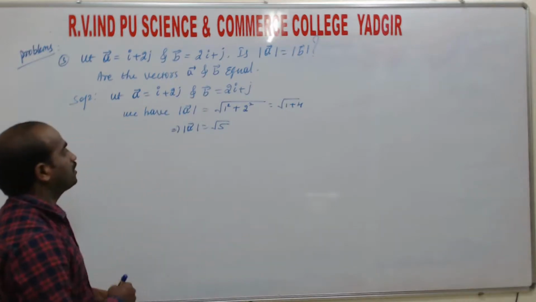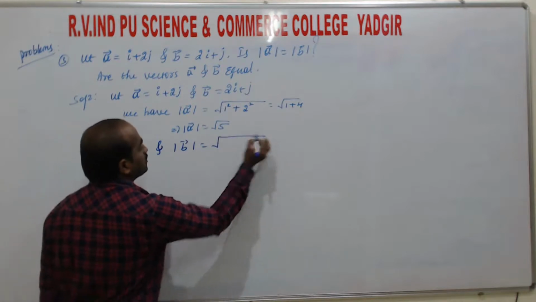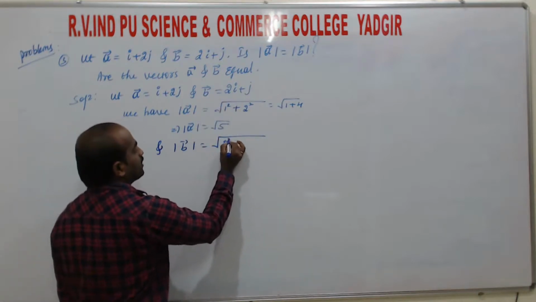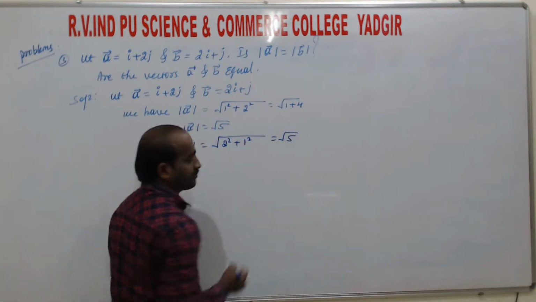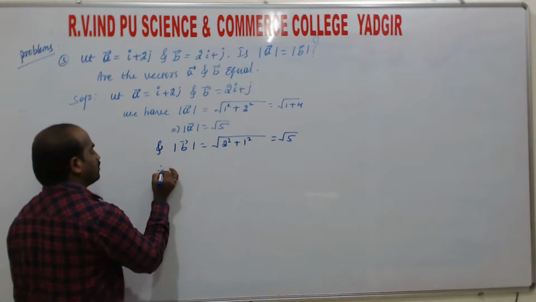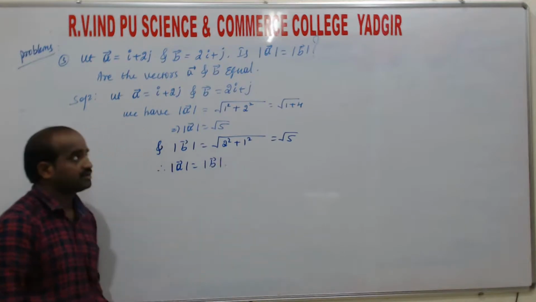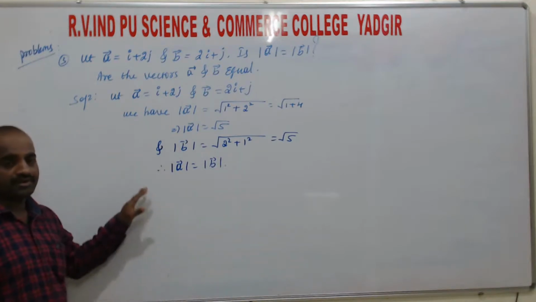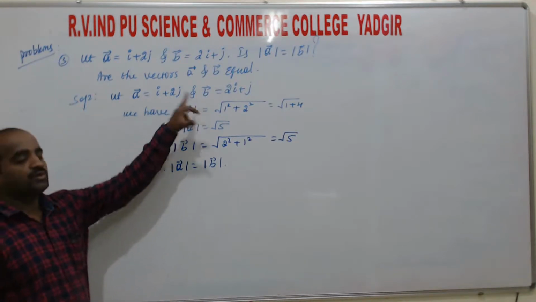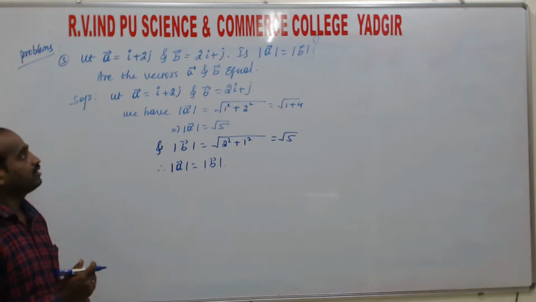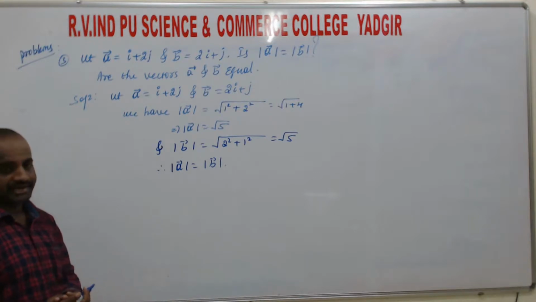And the magnitude of b vector, 2 square plus 1 square, is also root 5. Therefore, the magnitude of a vector is equal to the magnitude of b vector. But a vector is not equal to b vector, because the corresponding components are distinct.